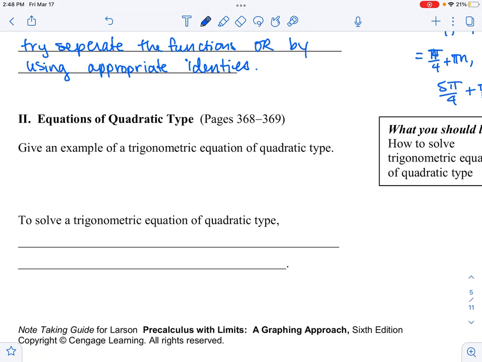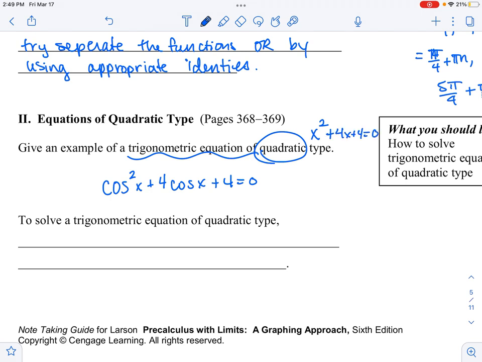Okay, so let's give an example of a trig equation of a quadratic type. So there's lots of different answers, but one example is, remember, a quadratic means something x to the squared usually. So if I had cosine squared x plus 4 cosine x plus 4 equals 0. This looks a lot like x squared plus 4x plus 4 equals 0 as well. The only difference is that instead of x, it's cosine x. Okay? To solve a trig quadratic, we can either factor or use the quadratic formula, just like we would if it was any quadratic equation.